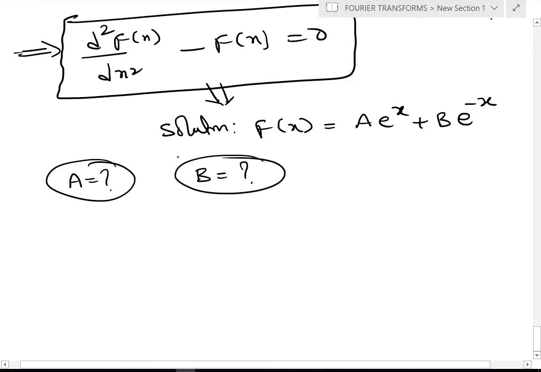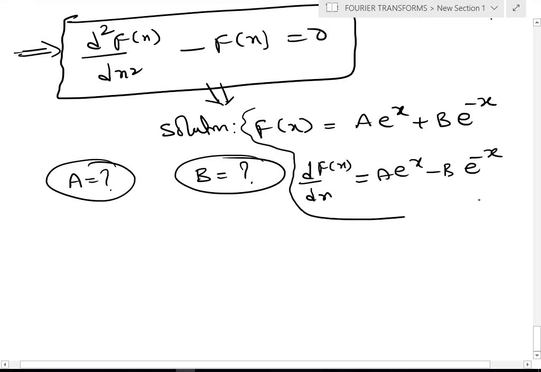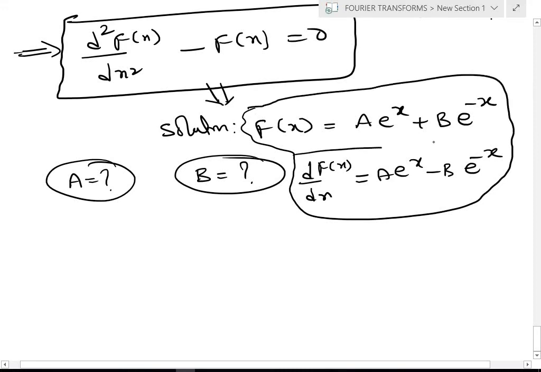Then see, f(x) I have. What is df/dx of f(x)? It is d/dx of a·e^x plus b·e^(-x). So I have assumed the solution and this is in my hand. The thing is that I don't know the a and b values. Somehow I need to determine the a and b values.